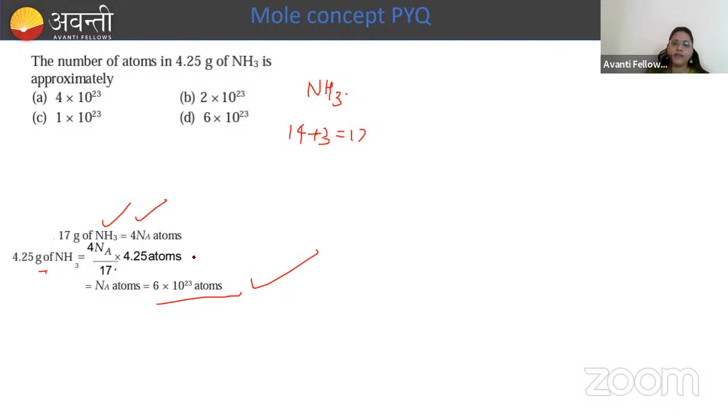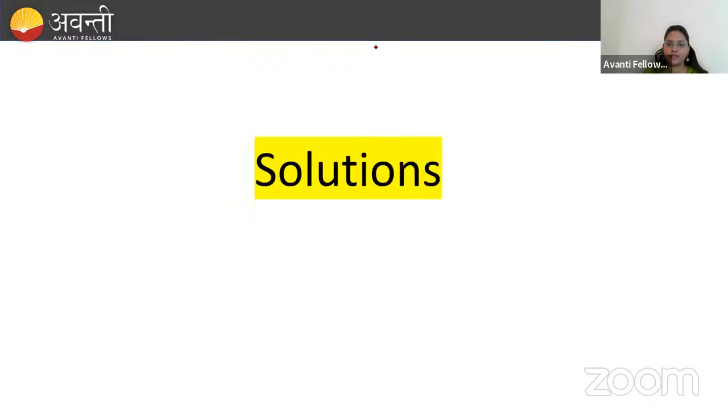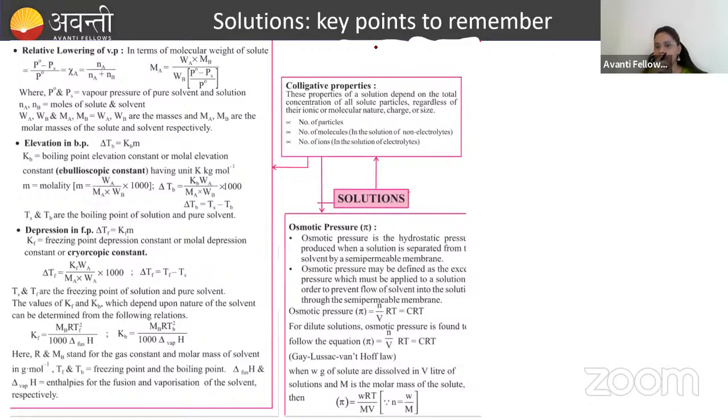Yes. Now let's move on to the next topic, that is solutions. When we talk about the solutions chapter, it is a very, very important chapter because it contains so many important topics like colligative properties. So you know which are the major colligative properties: relative lowering of vapor pressure, elevation in boiling point, depression in freezing point, and osmotic pressure.